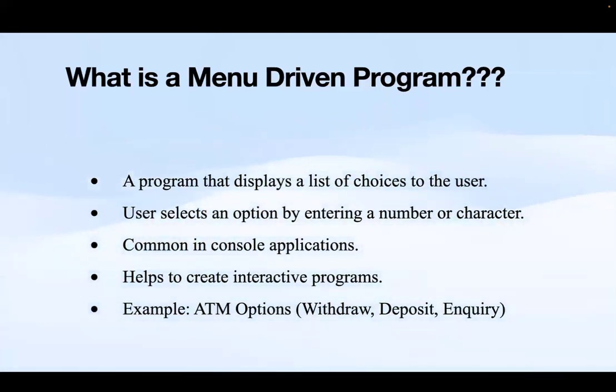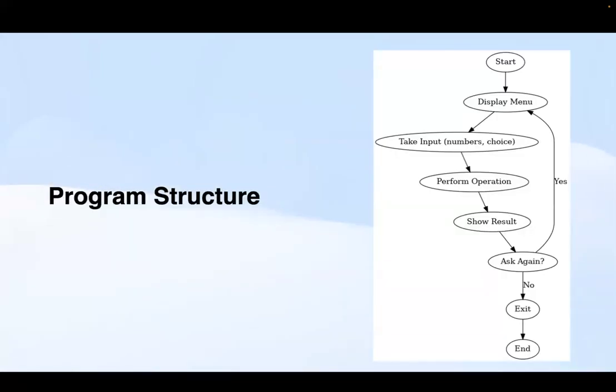For example, let us take the ATM option, where you can do either a deposit, withdrawal, or inquiry. All these are possible. When there is more than one option a user can perform, we have to ask the choice of what the user wants to do. That is where your menu-driven program comes into play. Then display the menu. When you're displaying the menu, list all the options.